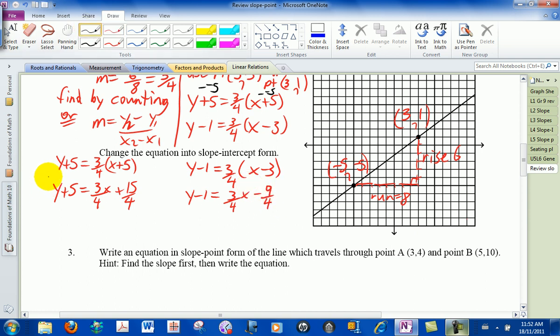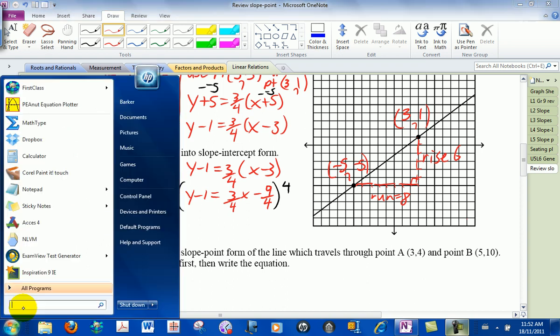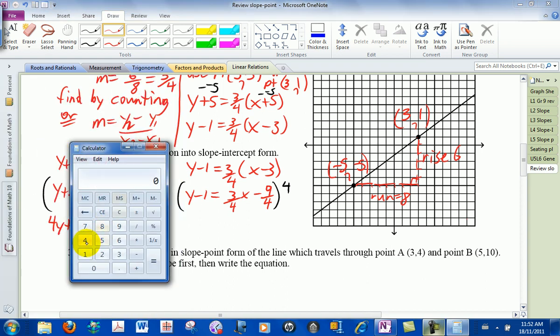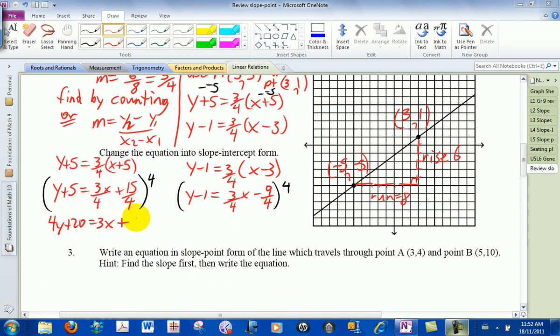So you multiply them by the fraction, you multiply by the top numbers only. Then you have to multiply to get rid of your fractions. Go.